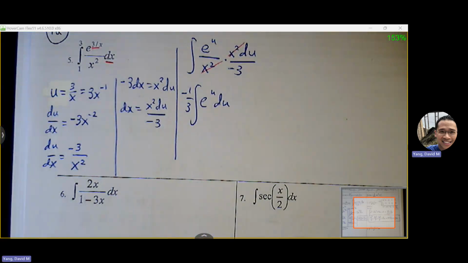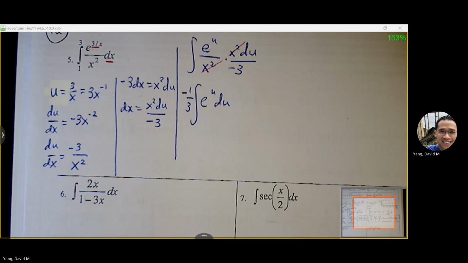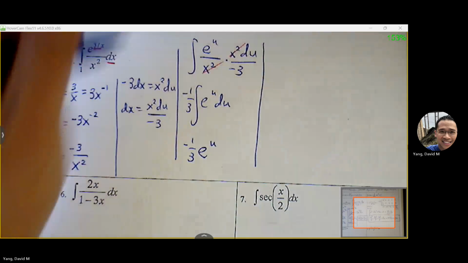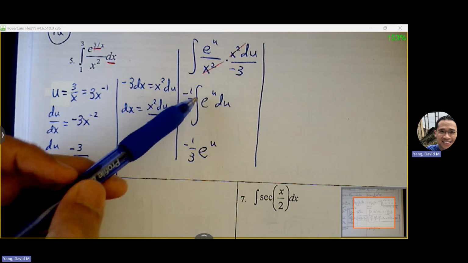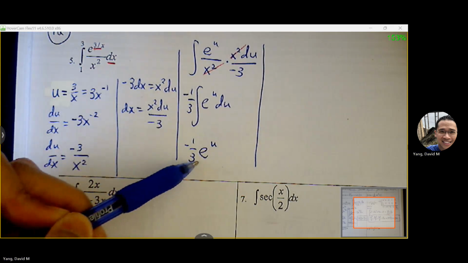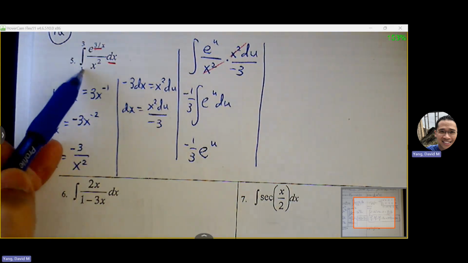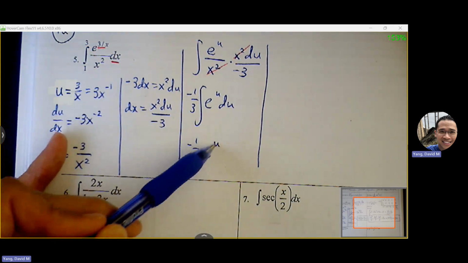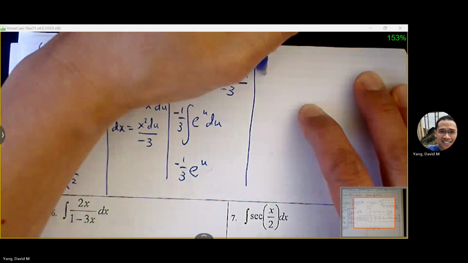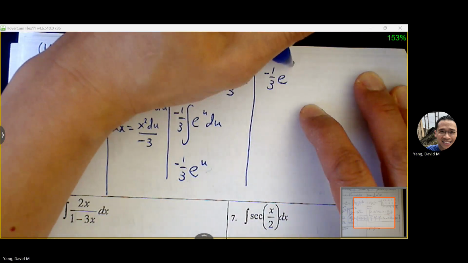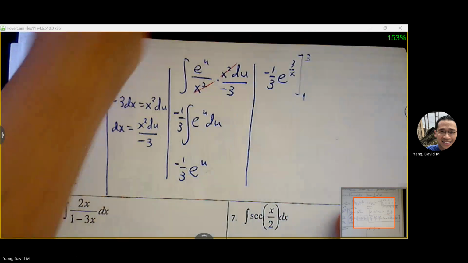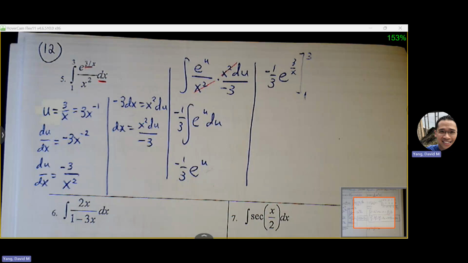E to the u is nice because the integral is the function itself. So after we find our antiderivative, we can drop our notation. Now we can think about bounds here, but not yet because the bounds are in terms of x. Let's bring back our x variable, and then we can do our half bracket with our bounds. Upper bound first.